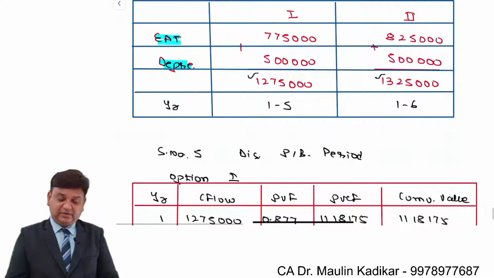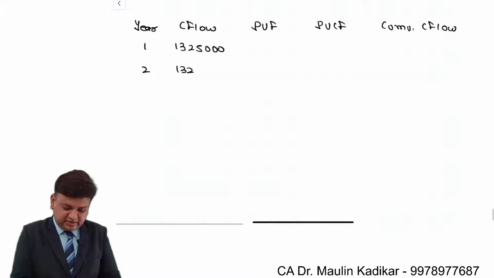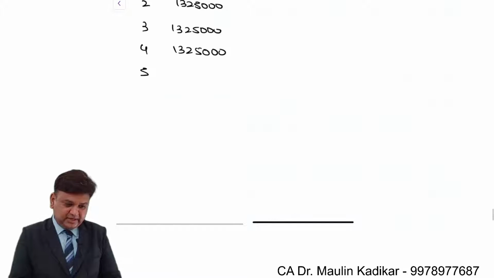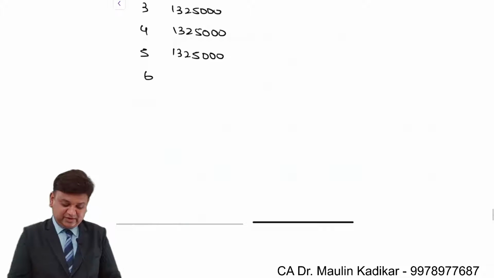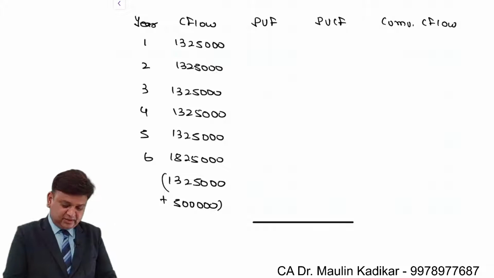So it is 13,25,000. First year 13,25,000. Second year 13,25,000. Third year 13,25,000. Fourth year 13,25,000. Fifth year 13,25,000. And I will be careful this time. In the sixth year it is 18,25,000. This time it is 6 years life. That is 13,25,000 plus 5 lakhs.